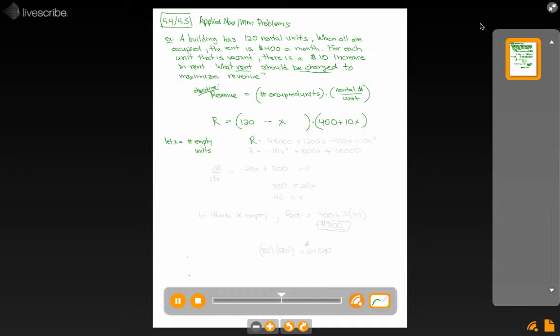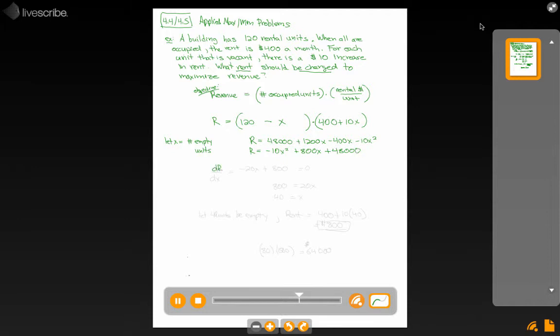So our revenue function, we can multiply that out and make it a little bit nicer. 120 times 400 is 48,000 plus 1200x minus 400x and then minus 10x squared. You can combine your like terms a little bit. Maybe you even like to change the order of that, but negative 10x squared plus 800x plus 48,000 is our revenue function.